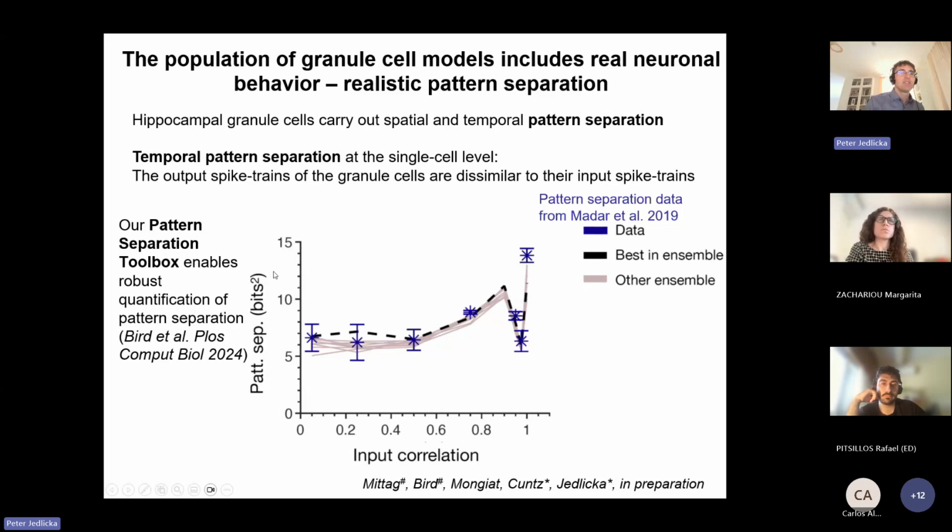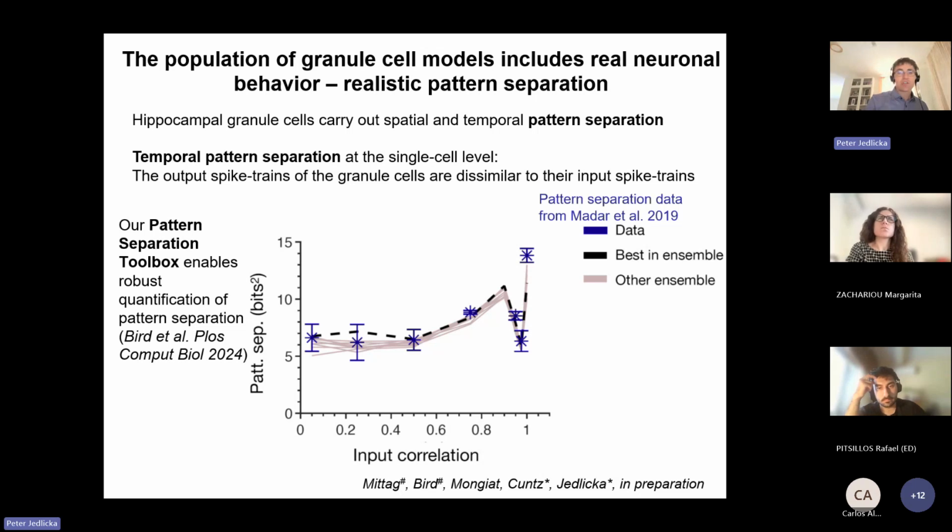That's the y-axis here. We did that for different input correlations. And then we tuned the models, and we observed that our models were able to replicate the real pattern separation of real granule cells. Okay, so this is just to make sure that our models can do that.